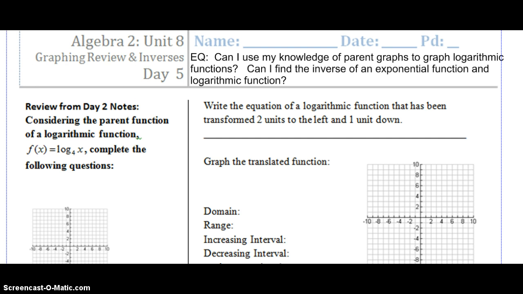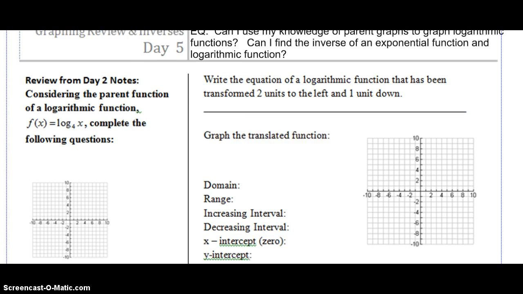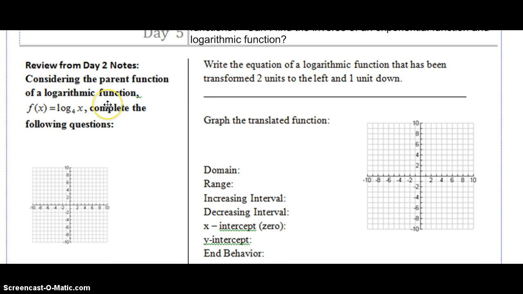So some review first from Day 2 notes. Considering the parent function of a logarithmic function, complete the following questions. They want you to write the equation, go ahead and graph the translated function, and find our characteristics: domain, range, increasing, decreasing, the x and y intercept, and end behavior.